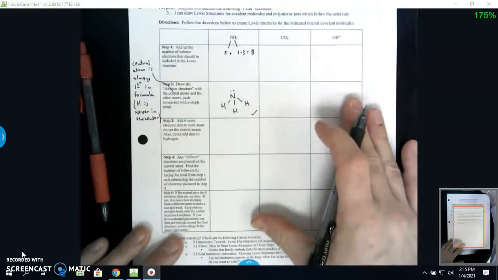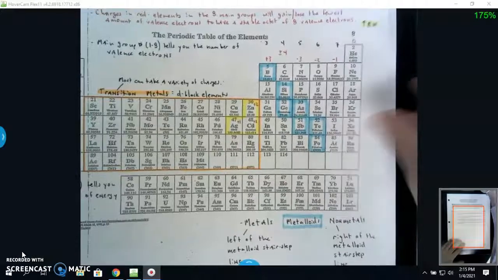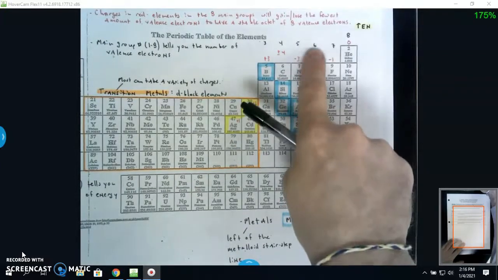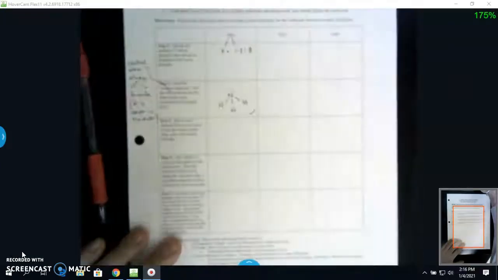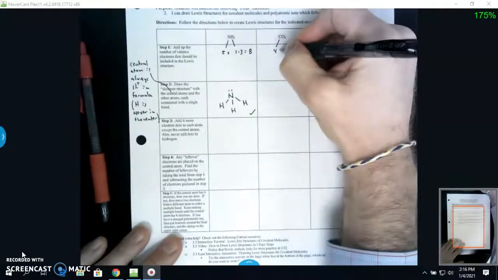Here's another example. Carbon dioxide, CO2. So carbon, there's only one, is going to have 4 valence electrons. Each oxygen is going to have 6 valence electrons. So I make a simple counting table. It looks like this.